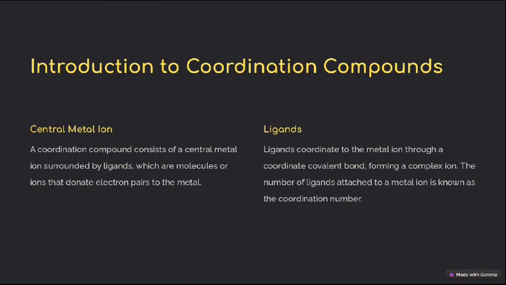Central metal ion: a coordination compound consists of a central metal ion surrounded by ligands, which are molecules or ions that donate electron pairs to the metal. Ligands: ligands coordinate to the metal ion through a coordinate covalent bond, forming a complex ion. The number of ligands attached to a metal ion is known as the coordination number.